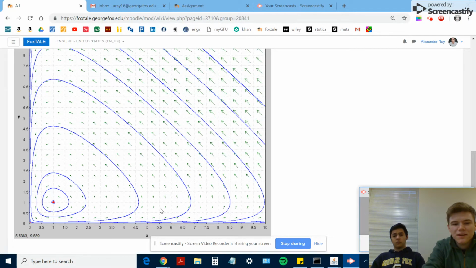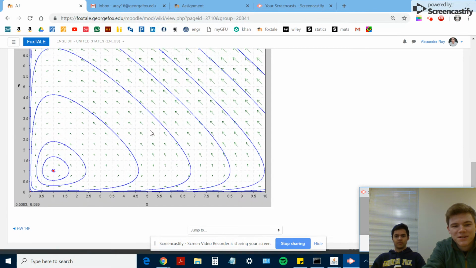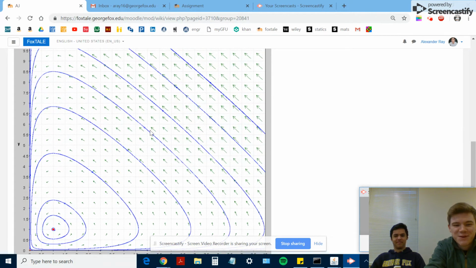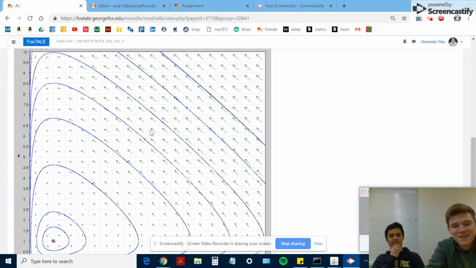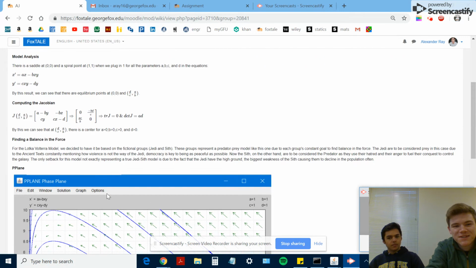So yeah, I think this is a cool way to represent this model because I love Star Wars. But yeah, I think it's cool. This is our Lotka-Volterra analysis.